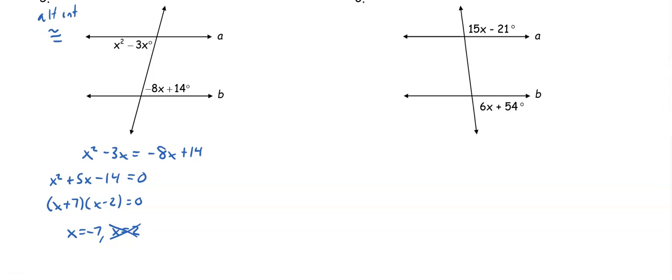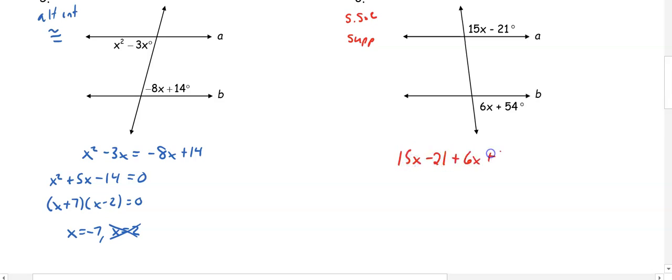In number 6, when we look at these angles, we have same side exterior angles, which means they need to be supplementary. So this means that they're going to equal 180 degrees. So 15x minus 21 plus 6x plus 54 equals 180. We combine like terms, we get 21x minus 33 is equal to 180.